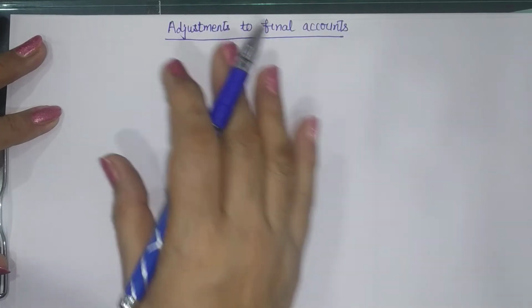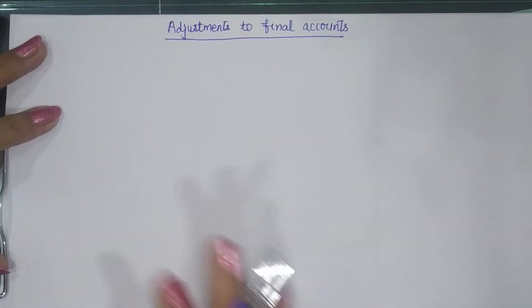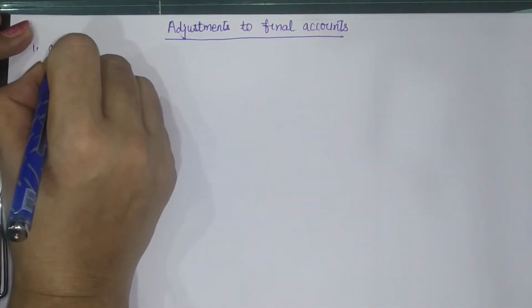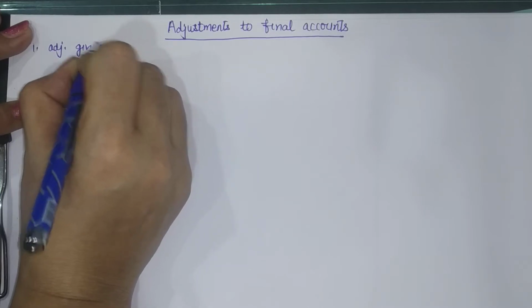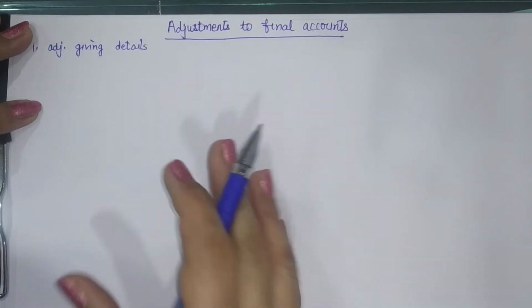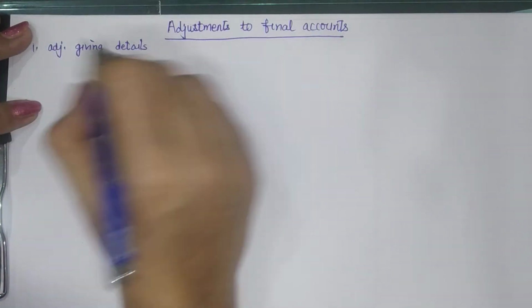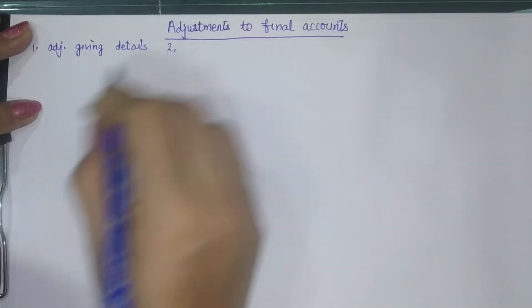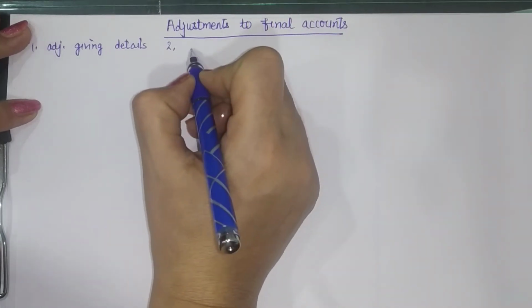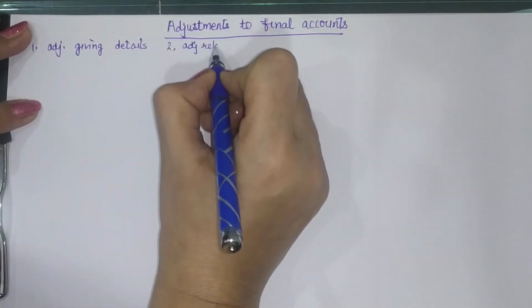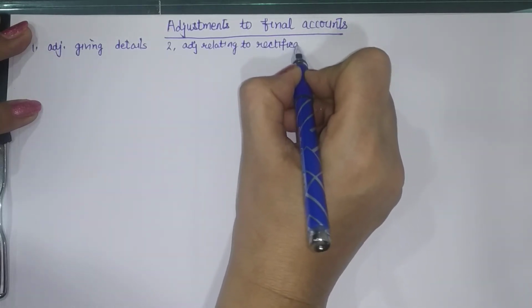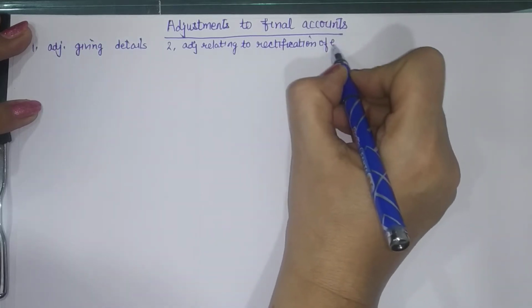Now the adjustments or the additional information that we are given, we can classify into four main categories. Number one is the adjustments giving details. That is, the additional information that we are provided with is just giving us the details of certain accounts. We'll take up this. First of all, note down the categories. Next is adjustments relating to rectification of errors.